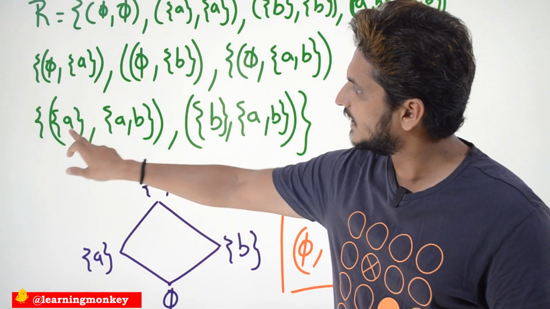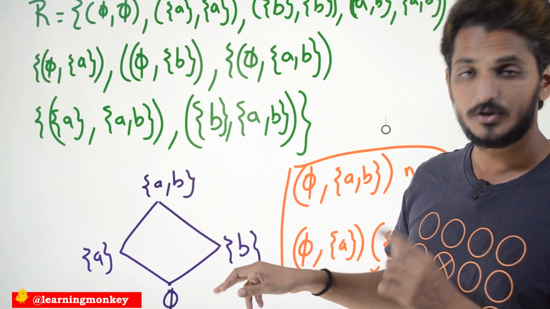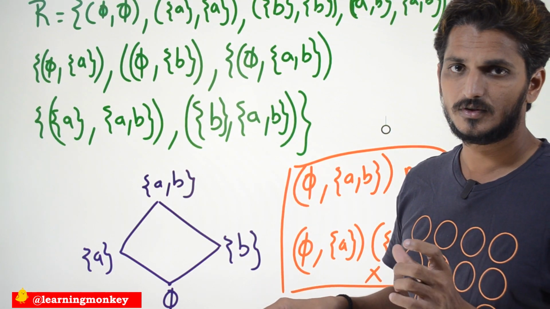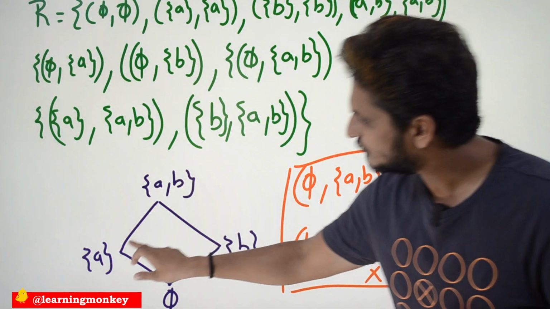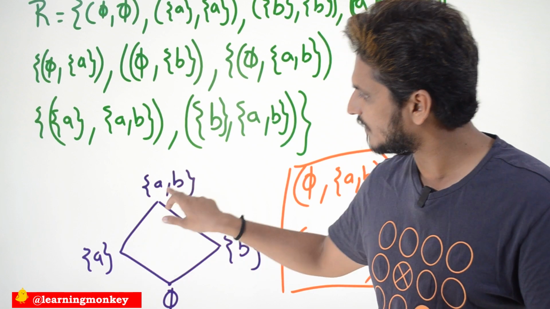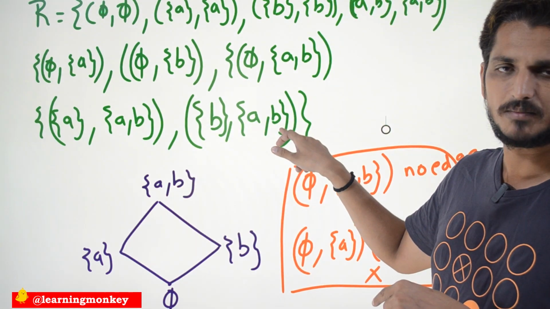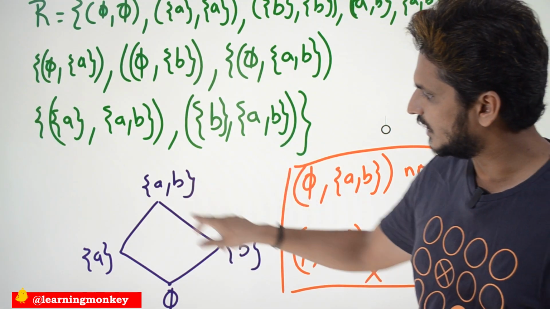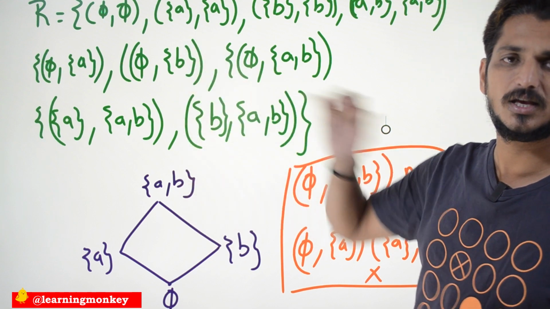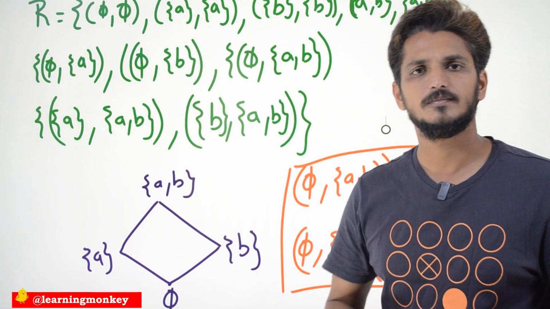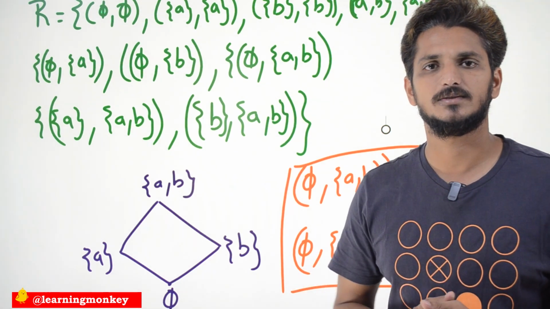Similarly, the next ordered pair, A comma set AB. Did you find an element in between forming a relation like this? No. That's why create an edge between A and set AB. Similarly, set B comma set AB. There are no such elements, so create an edge. This is our Hasse diagram for this relation. This is how we construct Hasse diagrams for posets.